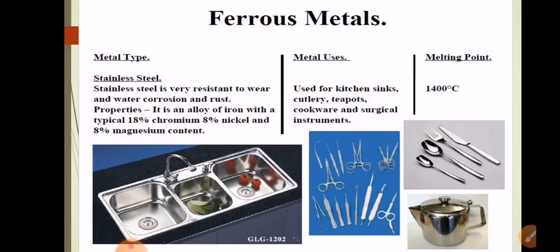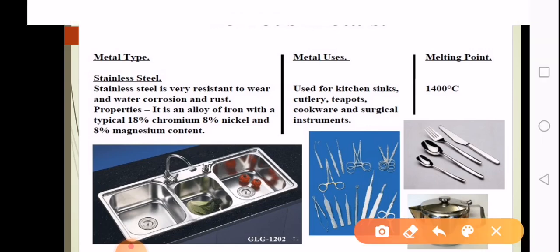So for stainless steel, you can see various applications here, that is, kitchen utensils. This is a sink used in a kitchen. Then we have various medical equipment such as a scalpel and scissors. Then they are used to make spoons and forks. Then a kettle. All these are typical household applications or special applications in the medical field. And the melting point is about 1400, that is, it melts at a slightly higher temperature as compared to cast iron.